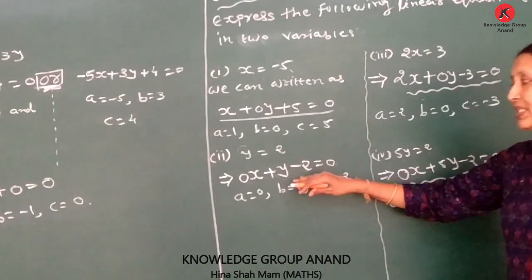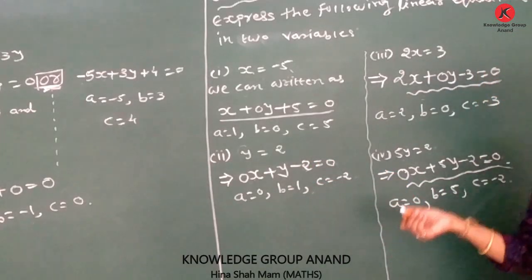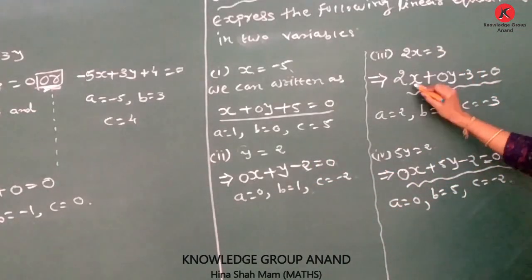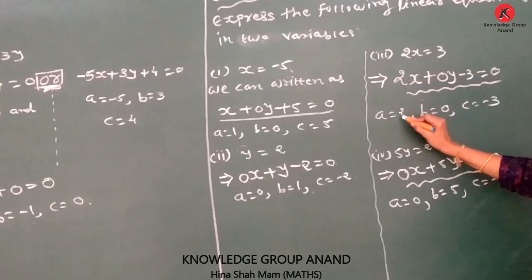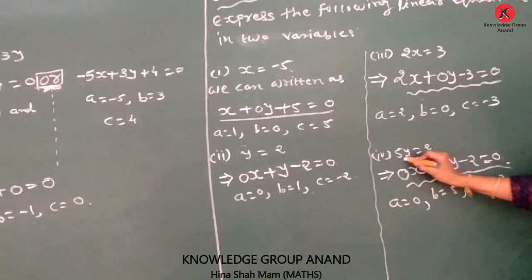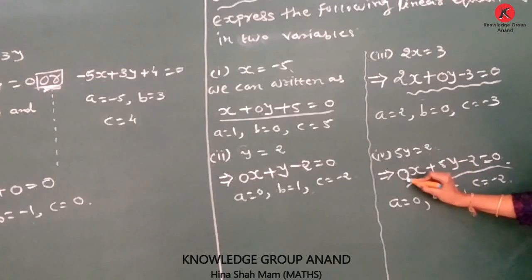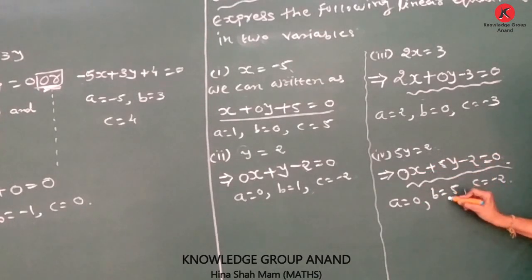Our equation is as it is. A is equal to 0, b equals to 1, c is equal to minus 2. 2x is equal to 3, 2x plus 0y minus 3 equals to 0. A equals to 2, b is equal to 0, c is equal to minus 3. 5y is equal to 2. Then 0x plus 5y minus 2 is equal to 0. A equals to 0, b is equal to 5 and c is equal to minus 2. Now we start our exercise 4.1.